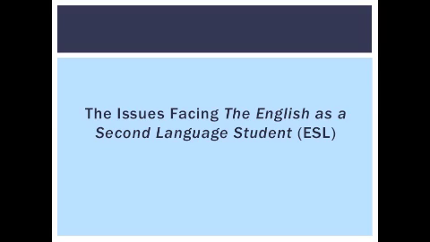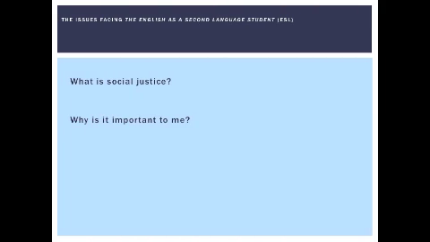The issues facing the English as a second language student. Social justice in a school environment is anything that can disadvantage children in some way which they have no control over. This could be based on gender, language, race, class, religion, or nationality, to name a few. It can be at an individual level or a structural level.